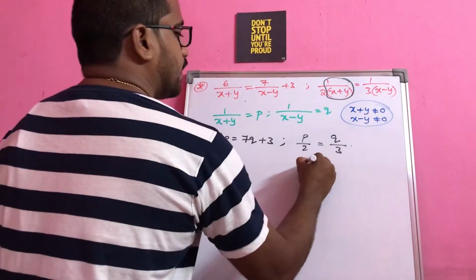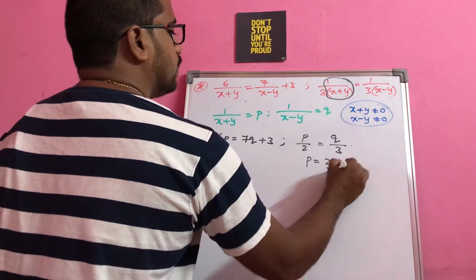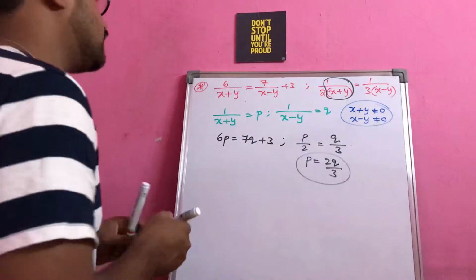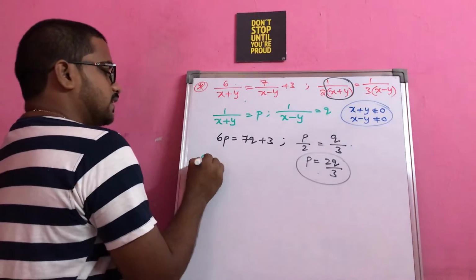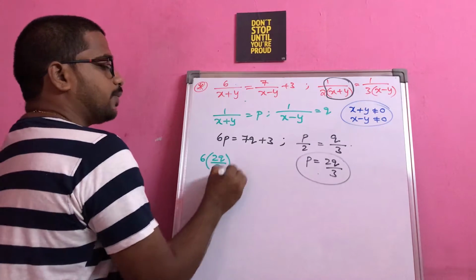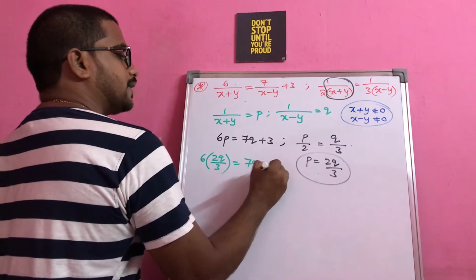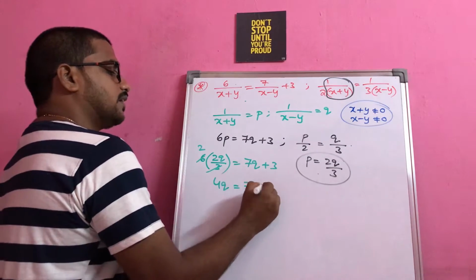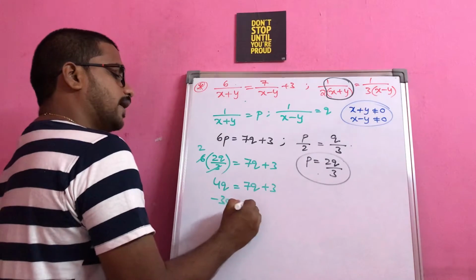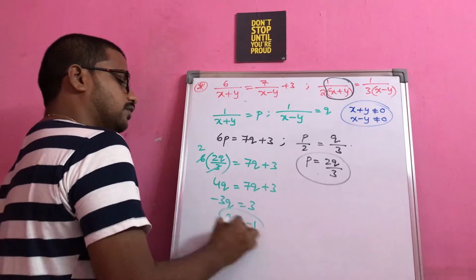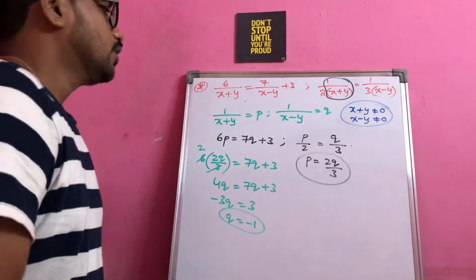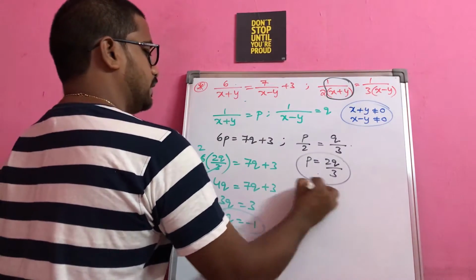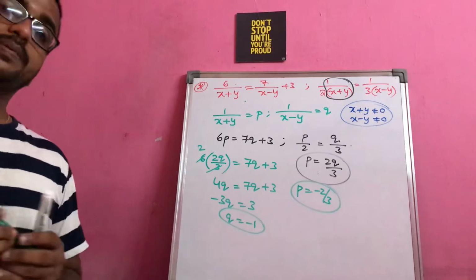So from here I am getting p is equal to 2q by 3 or q is equal to 3p by 2. Anything you can take, it is up to you. Now if we just make use of this here, 6 into p can be replaced with 2q by 3 is equal to 7q plus 3. Simplified further, this is 2q, so 2 into 2q is 4q, 7q plus 3. I will be getting minus 3q is equal to 3, q is equal to minus 1. So you are getting q, so substitute here, that will give me p is equal to minus 2 by 3. So you got the values of p and q.